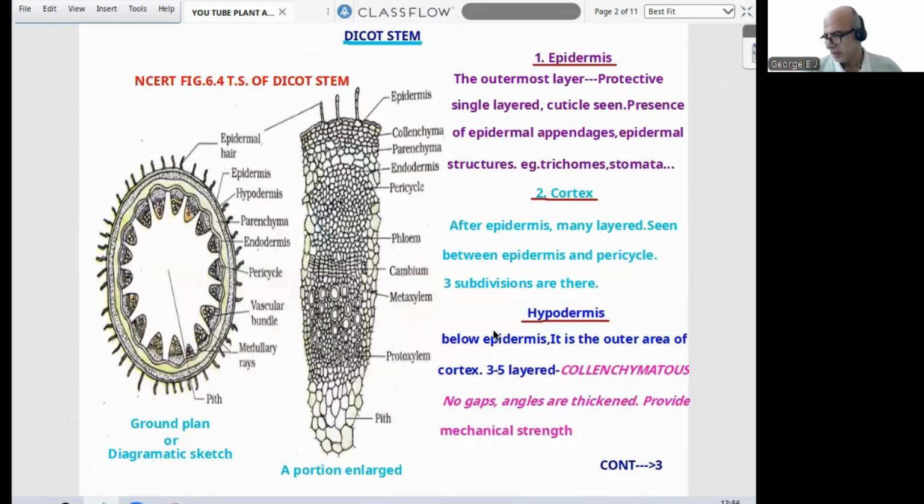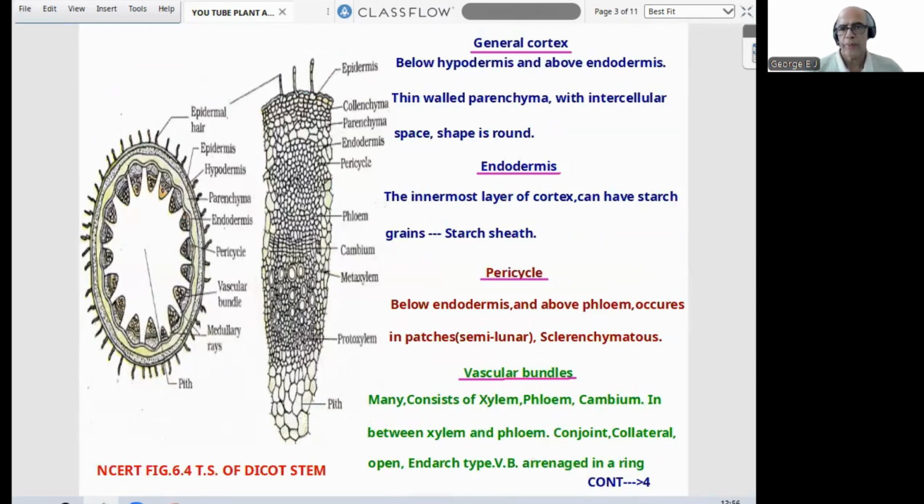Then comes, after hypodermis, the general cortex. Below hypodermis and above endodermis, it involves parenchyma and intercellular space. Endodermis is the innermost layer of the cortex and can have starch grains, or a starch sheath. Then comes pericycle, below endodermis and above phloem, occurring in patches, sclerenchymatous.